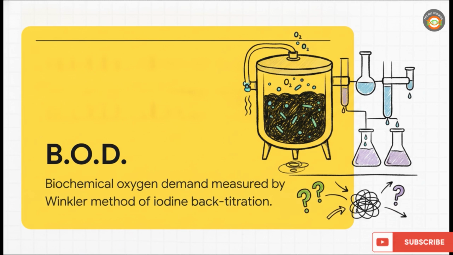Historically, scientists relied on chemical methods to determine biochemical oxygen demand, or BOD. The best known of these was the Winkler method. It was this super cumbersome process relying on iodine back titration. Just imagine trying to run a delicate chemical titration while interfering substances from a messy, thick biological broth are constantly skewing your results. It simply wasn't fast, and it definitely wasn't reliable enough for real-time factory control.